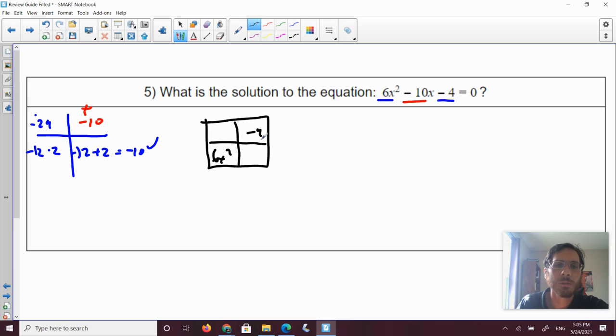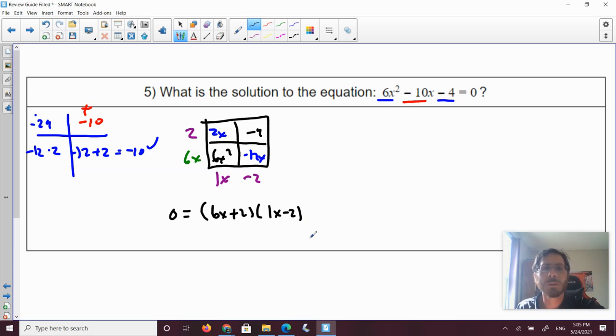So 6x squared minus 4. My two blue numbers are minus 12x and 2x. Greatest common factor along the bottom, I can divide those both by 6. Then it's all division. 6x squared divided by 6x is 1x. Negative 12 divided by 6 is negative 2. Negative 4 divided by negative 2 is just regular 2. So looks like I'm going to get, for my equation, 0 equals 6x plus 2, 1x minus 2. But again, like the last problem, I have to solve each of these two equations.